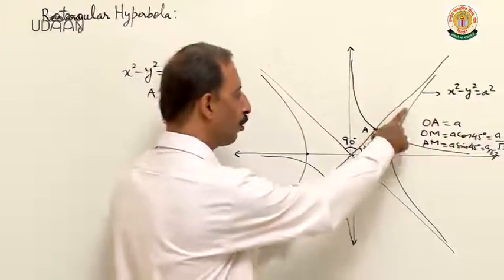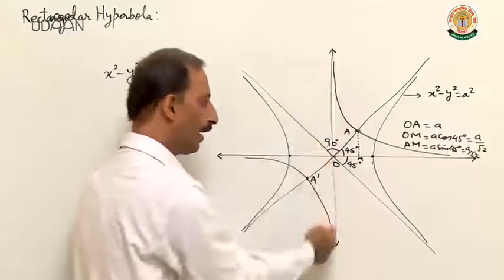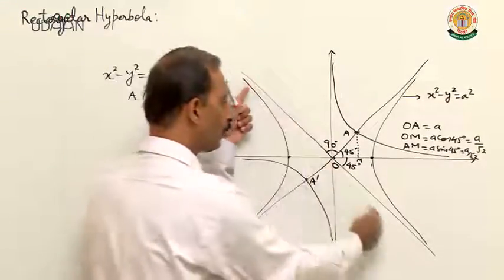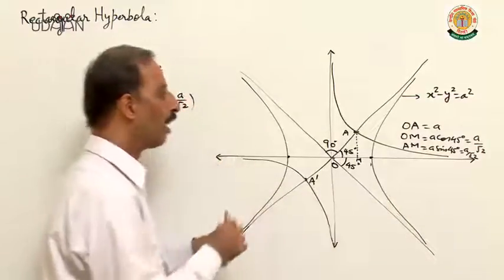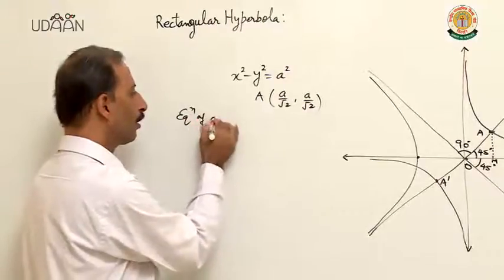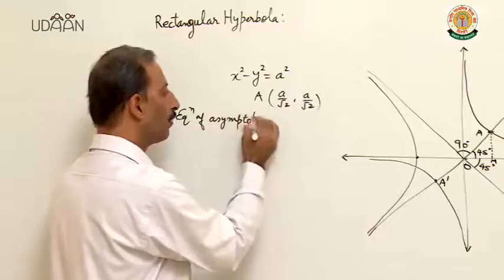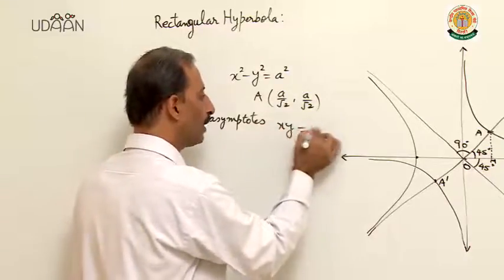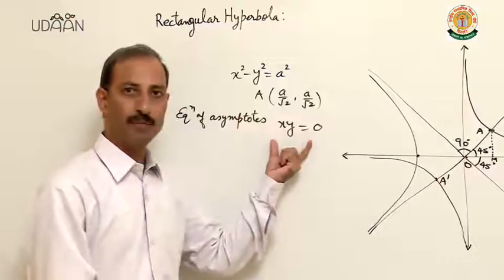Now this asymptote also rotates and coincides with the y-axis, and this asymptote also rotates and coincides with the x-axis. So now, what is the equation of asymptotes? X is equal to 0 and y is equal to 0, so their combined equation is xy equal to 0. This is the combined equation of asymptotes.